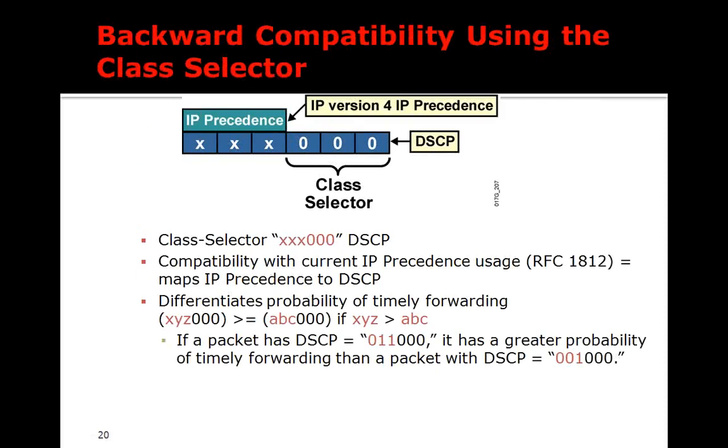The whole idea of this DSCP code point was backward compatibility with our class selectors. So the IP precedence that we used to use is backward compatible. The class selector really deals with those last 3 bits on the right-hand side, and if we don't use those bits, then we basically perfectly align with what we used to do in IP precedence. So again, it just gives us backward compatibility to RFCs of the past, such that we don't have to redo everything in our network if we were using IP precedence.